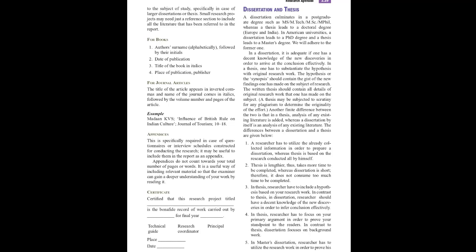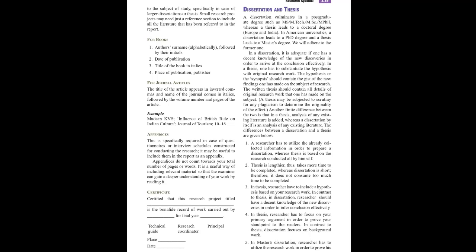In a dissertation, it is adequate if one has a decent knowledge of the new discoveries in order to arrive at the conclusion effectively. In a thesis, one has to substantiate the hypothesis with original research work. The hypothesis or the synopsis should contain the gist of the new findings one has made on the subject of research. The written thesis should contain all details of original research work that one has made on the subject. A thesis may be subjected to scrutiny for plagiarism, and analysis of any existing literature is added, whereas a dissertation by itself is an analysis of existing literature. The differences between a dissertation and a thesis are given below.